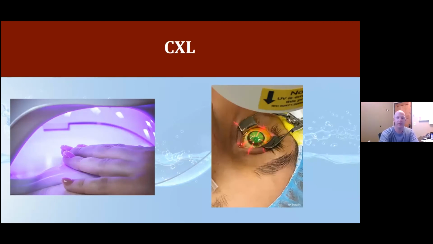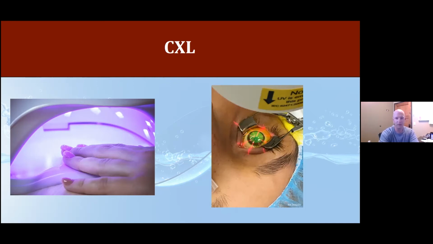Collagen cross-linking is a surgical procedure. There are a number of corneal specialists in the area who we refer patients to have this done. To see on the left, we compare cross-linking to having a gel nail done. I know that sounds kind of silly, but the process is similar in the sense that we're essentially hardening a resin, or hardening something, using a chemical reaction that involves UV light.